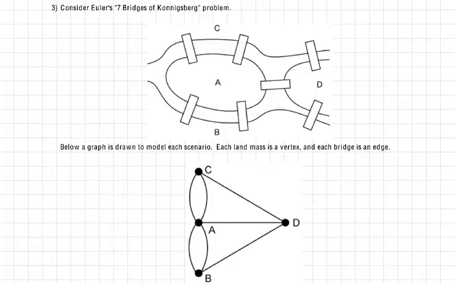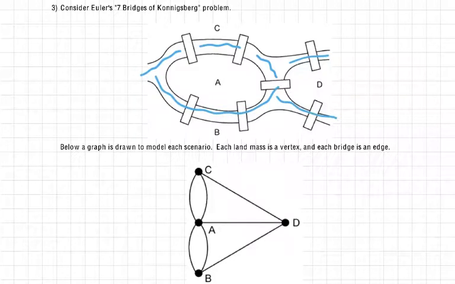We're going to skip to example 3, which considers Euler's 7 bridges of Königsberg problem. This is a famous graph theory problem where Euler lived in this town, and the town had these bridges that crossed over a river. So this right here represents the river.